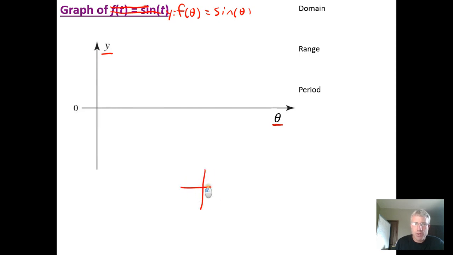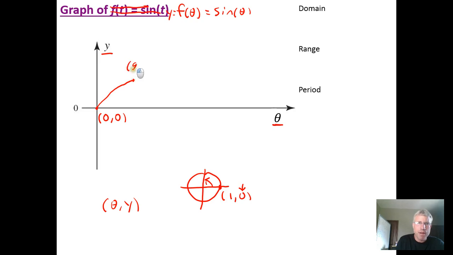And because on the unit circle, when we start in the 0 degree position, we're at the point 1, 0. The y-coordinate is 0, so at the 0 degree mark, we should have the ordered pair: input an angle of 0, the y-coordinate is 0, because the inputs are the thetas and the outputs are the y-coordinates on the unit circle. We're going to sweep through 90 degrees and wind up at a high point of 1. When I've swept through 90 degrees, the output is 1 because the y-coordinate is 1.